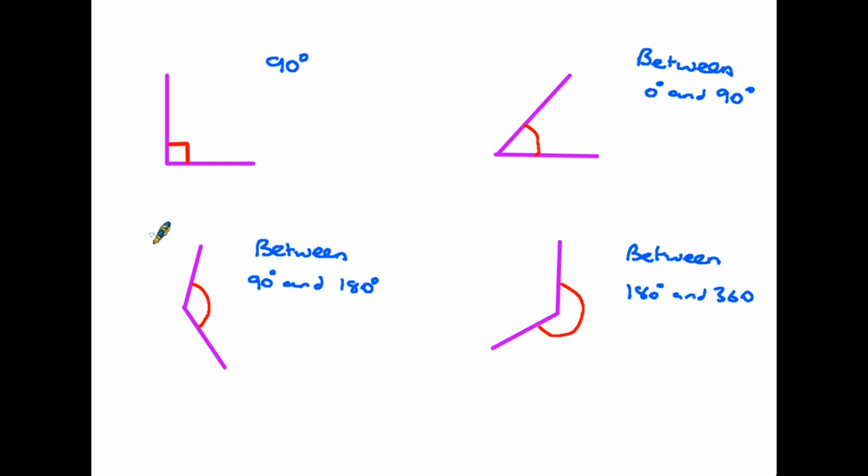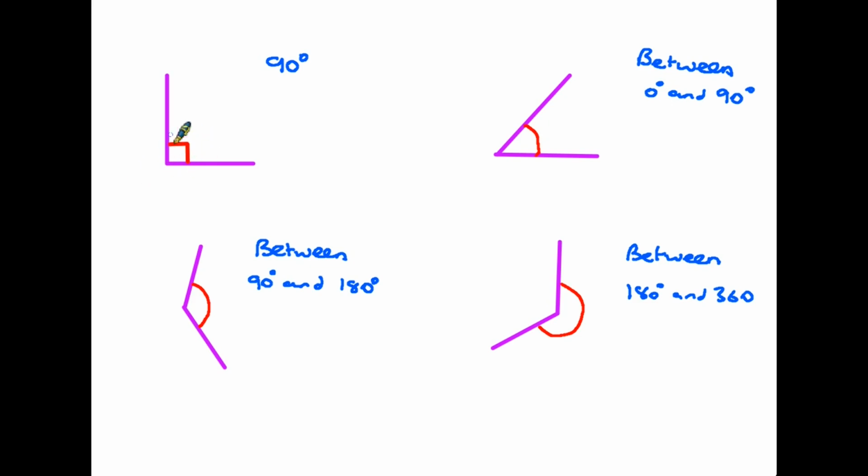Therefore the angle of turn would be this angle here. So an angle is between any two lines pointing in different directions, starting from the same point. There are 4 different names for angles that we really need to learn.